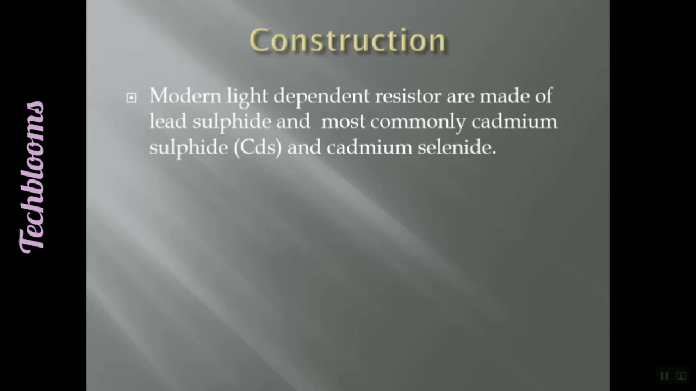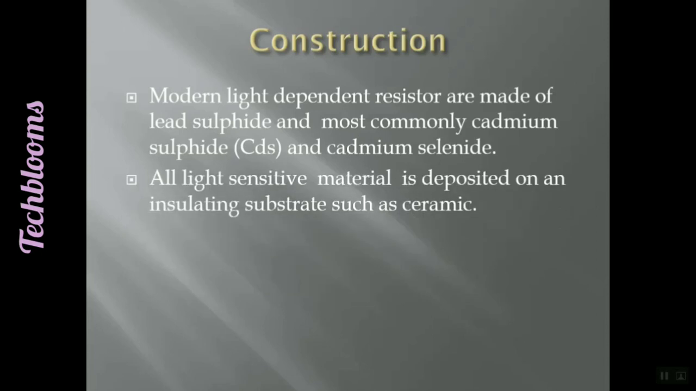Modern light dependent resistors, that is LDRs, are made up of lead sulfide and most commonly cadmium sulfide and cadmium selenide. Mostly they are made up of cadmium selenide because cadmium can react to most of the visible spectrum. But lead sulfide is specifically for infrared light. All light sensitive material is deposited on an insulating substrate such as ceramic. So there is a ceramic material, and the lead sulfide or cadmium sulfide is traced as a track onto the ceramic surface.